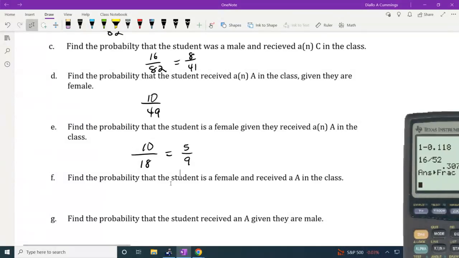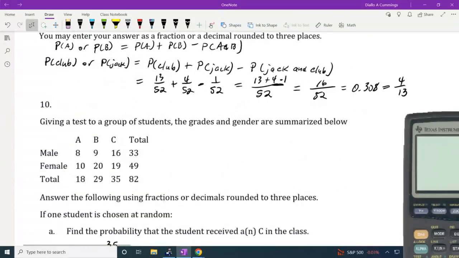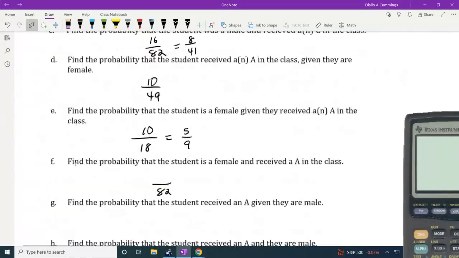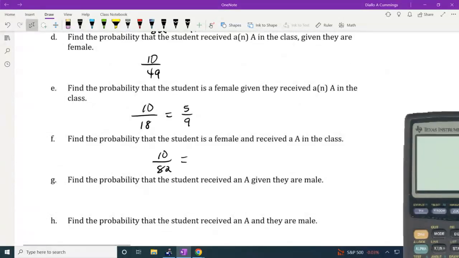F says find the probability that the student is female and received an A in the class. So now I don't see the word given, so we're going to use the denominator as all of the students in the class, which was what? 82. Out of those 82 students, how many were female and received A's? 10. So that's 10 out of 82. If we reduce that down, it's 5 over what? 41? 5 over 41.